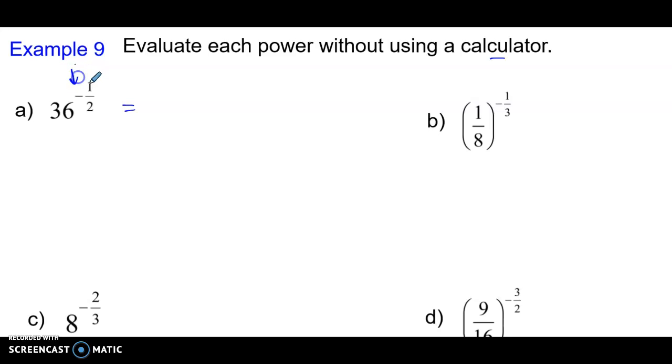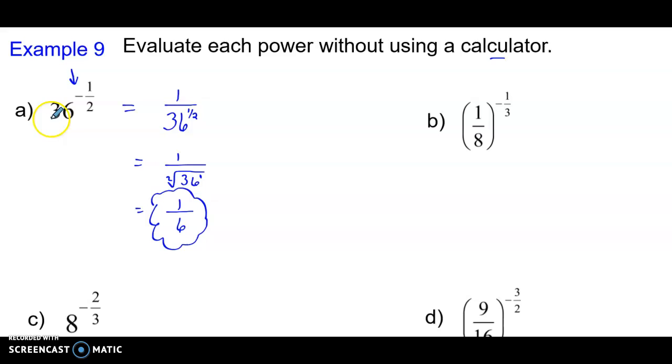I always like to deal with that negative exponent first. So I know that means write the reciprocal of the base, 1 over 36. Then my exponent on my 36 goes positive 1 over 2. We know that the square root and exponent 1/2 mean the same thing. So I'm looking at that denominator. That's telling me what root to take, in this case, square root. And then 36 to the power of 1. So if I evaluate the square root of 36, I get 6. So 36 to the power of negative 1/2 is 1 over 6.